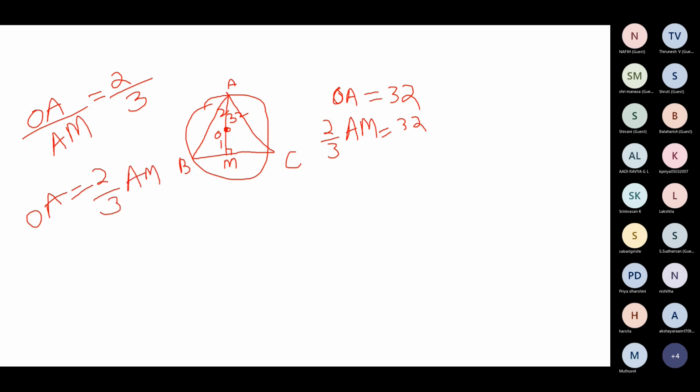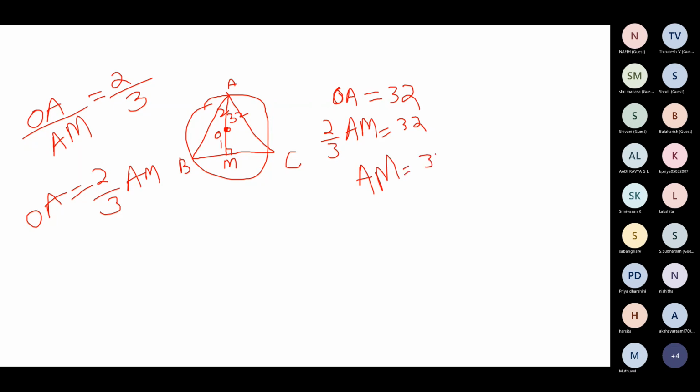That's what I've written. That is what you see here. I'm writing OA in terms of AM. If you don't understand the steps, here it is OA by AM. What is the ratio OA by AM? OA is 2 parts. AM is 3 parts. 2 plus 1, 3. So OA by AM is 2/3. So OA is equal to 2/3 of AM. Instead of OA, I've written 2/3 of AM is equal to 32.